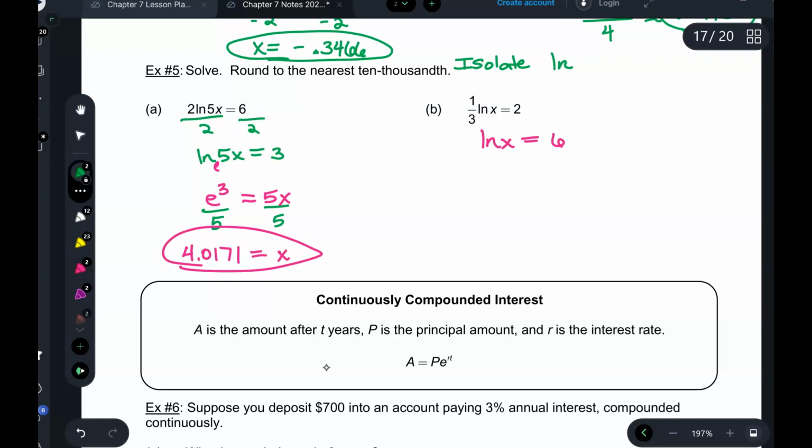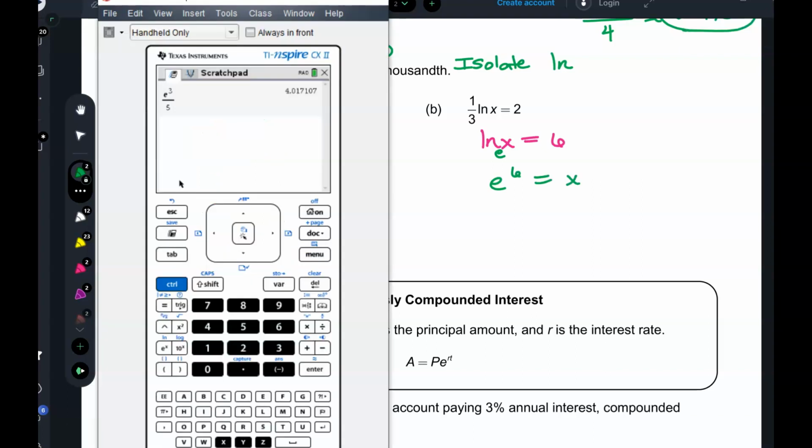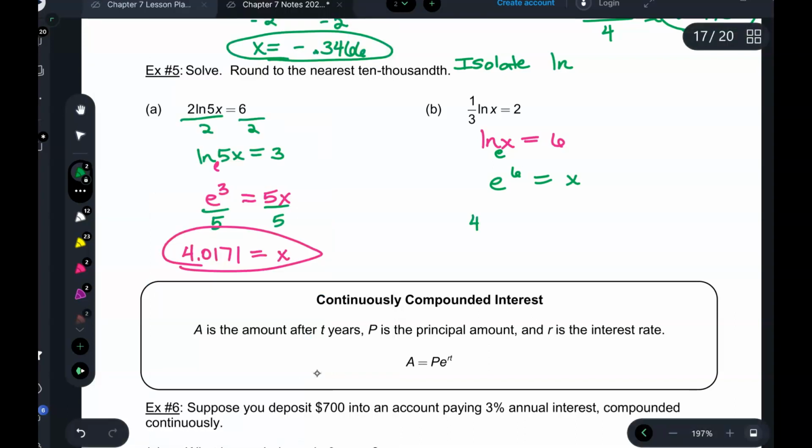Now what? Think of the invisible e. I want to rewrite this as e to the 6 equals x. What's nice about this one is I just have to do e to the 6th power. I don't have to divide by anything. So I'm just going to plug that in. 403.49.